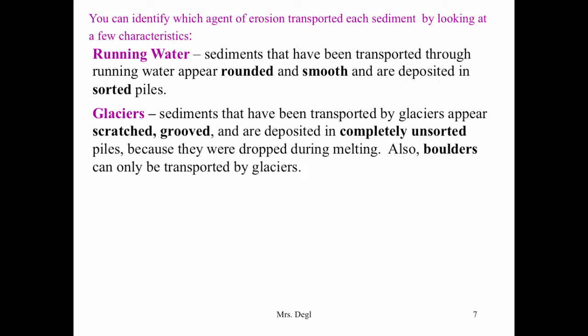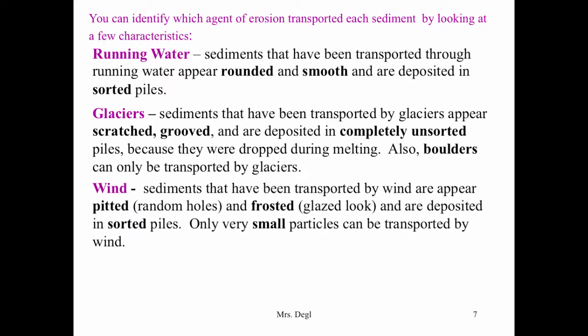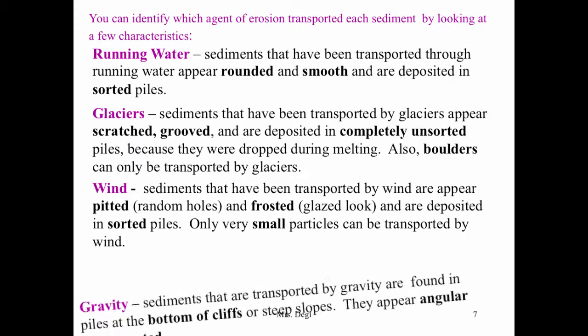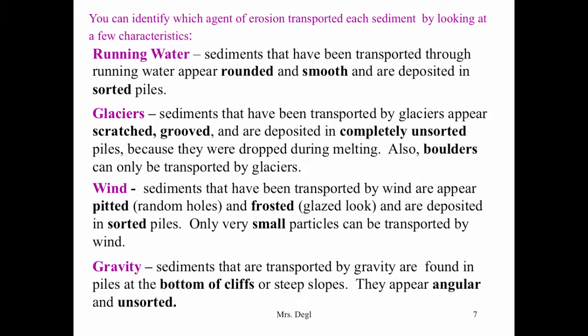Glacier sediments that have been transported appear to have scratches and grooves, like they were dug out of them as the boulders of the glaciers move. Wind sediments appear to be pitted, like they can have random holes, they could have a glazed or frosted look to them, or be in sorted piles. They also have very small particles. They have to be small for the wind to move them. And then gravity sediments are obviously those being transported from the top to the bottom. Gravity is the agent responsible for that, like at Mount Rushmore.